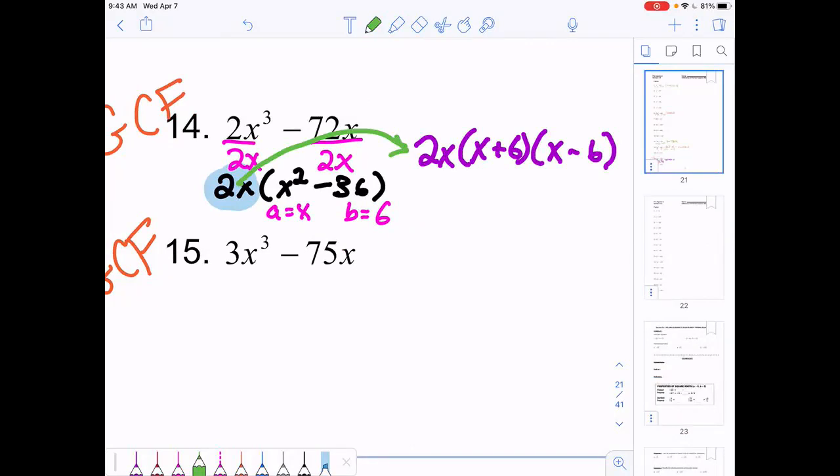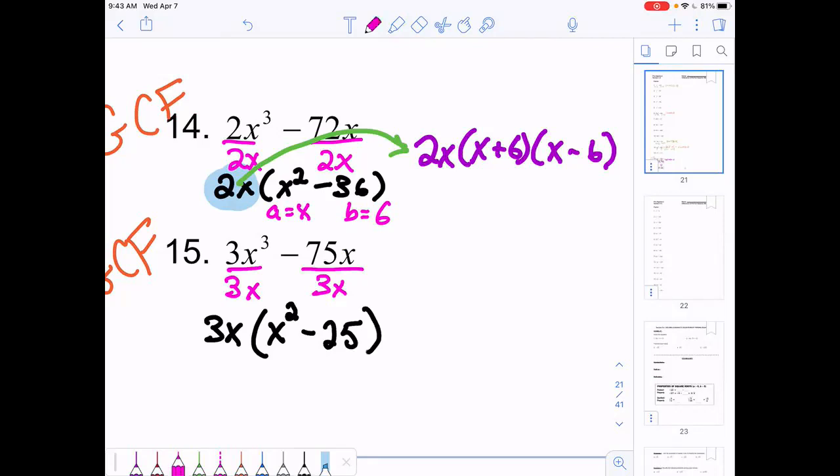And if we look at the next one, TJ, what's going to be the GCF of 3x cubed minus 75x? Good, 3, and then also x. You got it. Anya, when I take the 3x out, what's left inside? X squared minus 25. Good, and don't forget that x is going to be an x squared because we only took 1 away.